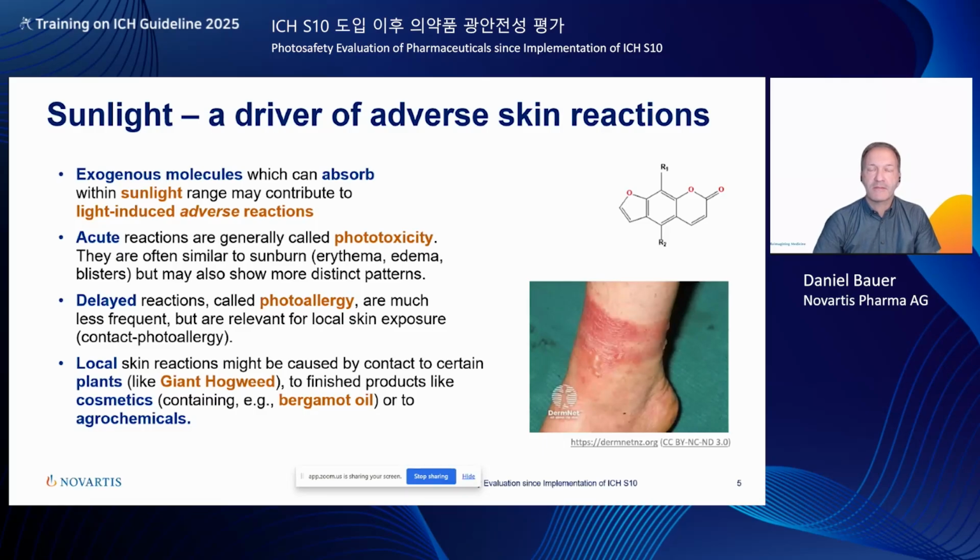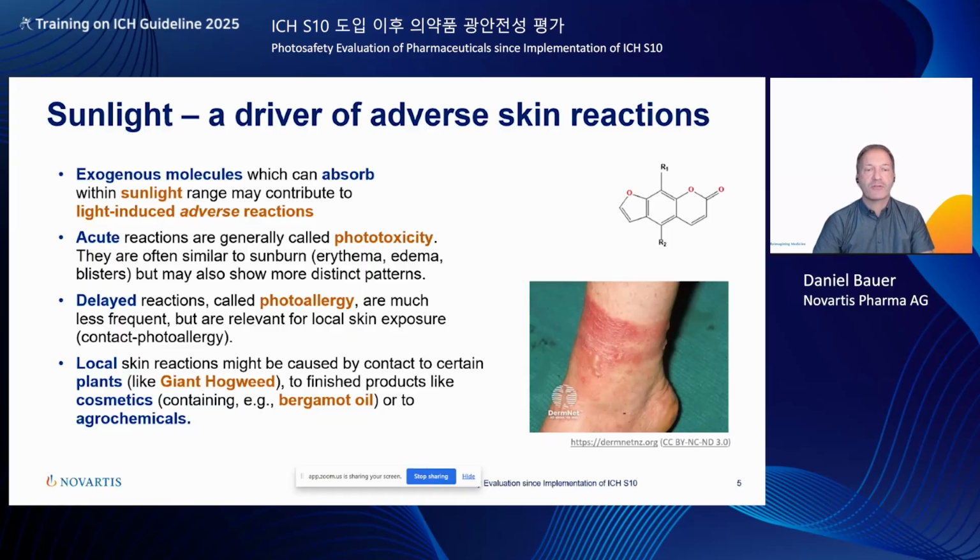So let's have a closer look. Also, exogenous molecules which can absorb within the sunlight range, that's important. If they can make use of a photon that comes in, they can cause light-induced adverse skin reactions. Such acute reactions, similar to sunburn, are typically called phototoxicity. But we also have delayed reactions, typically involving the immune system, and this is then typically called photoallergy. And typically this also happens after a contact to an agent which is capable of transferring these reactions.